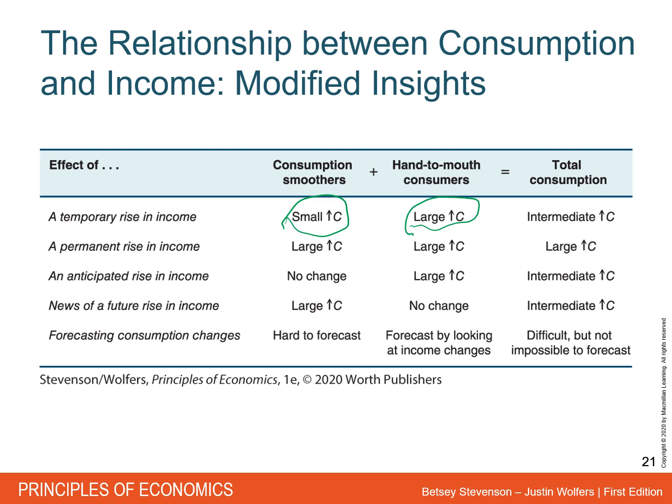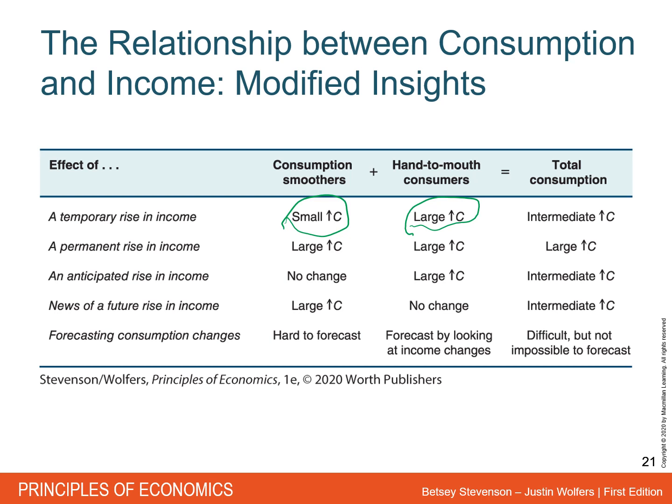But if you have, let's say, an anticipated increase in income, so your boss says, hey, you're doing a very good job, I will give you a $500 bonus next month. Well, when that happens, for our consumption smoother, there will be no change whatsoever because they're going to try to spread this out. But for your hand-to-mouth consumers, they're going to spend the entire bonus all in the same month.